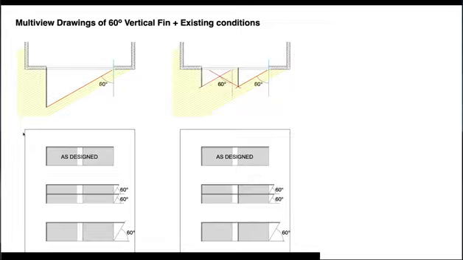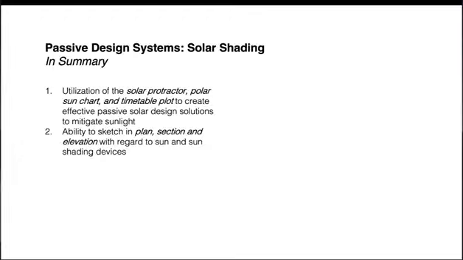So today, what we are getting from this is how to use the solar protractor, the polar sun chart, and the timetable plot. These 3 pieces of data or these graphics are used together to create effective solar shading strategies. And the other part of this tutorial should tell you how to sketch and plan section and elevation with regard to sun and sun shading devices. So you should now be able to create effective mitigation strategies using the data provided in these 3 charts and understanding plan, section, and elevation together and how they work in this process.